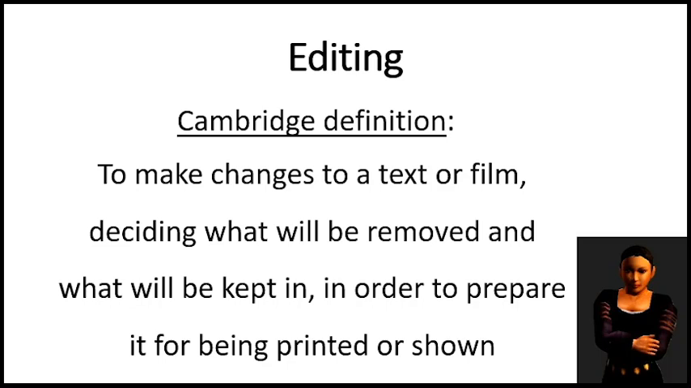Before we move on to the types of editing, let us see the definition of editing given by Cambridge. To make changes to a text or film, deciding what will be removed and what will be kept in order to prepare it for being printed or shown. So basically editing is not only for text but also for film. Now in my video, I'll be concentrating on the editing of a text.